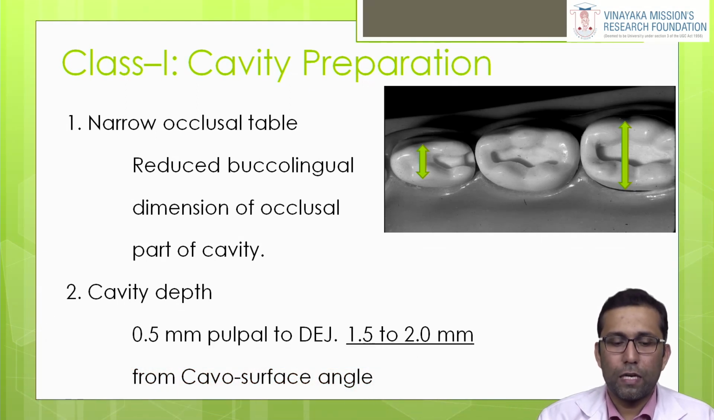Second is the cavity depth. The cavity depth in a primary tooth is supposed to be 0.5 mm pulpal to the DEJ. That means the total depth of the cavity should be 1.5 to 2 mm from the cavosurface angle at the deepest part of the occlusal surface, that is the deepest pit or deepest groove. That will be around the half or 3/4 of the straight bur that we are using.